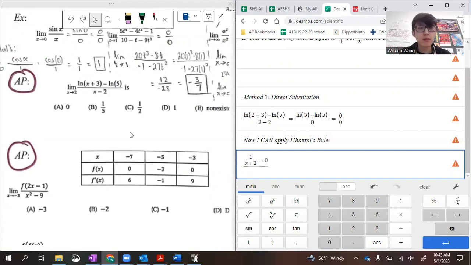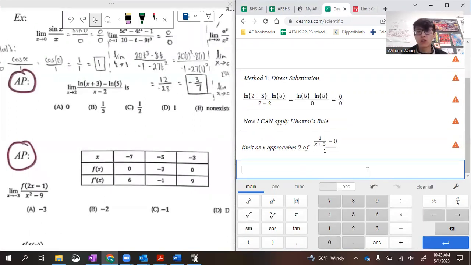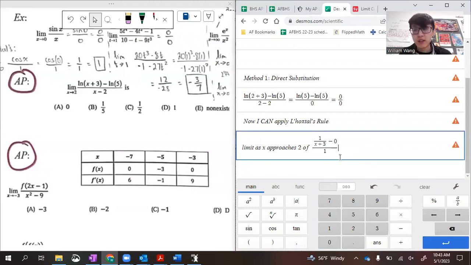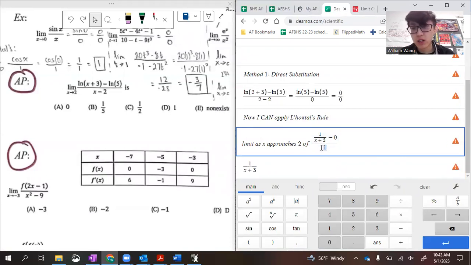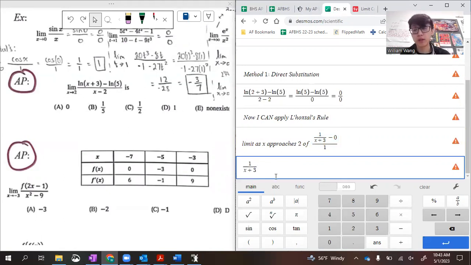So I took the derivative of the top, and now the derivative of the bottom, the derivative of x minus 2, is just going to be 1, right? And I'm going to retake my limit. So remember, I did the derivative, but I'm going to retake my limit as x approaches 2 of this function, right? So here, let's simplify this function. That's really 1 divided by x plus 3. That's it. This simplifies to 1 divided by x plus 3, right? Because the 1 is unimportant, and the 0 I can just get rid of. So it's 1 over x plus 3.